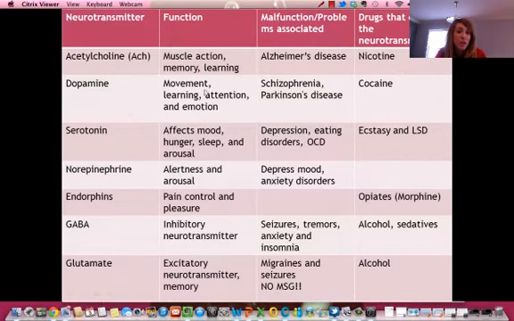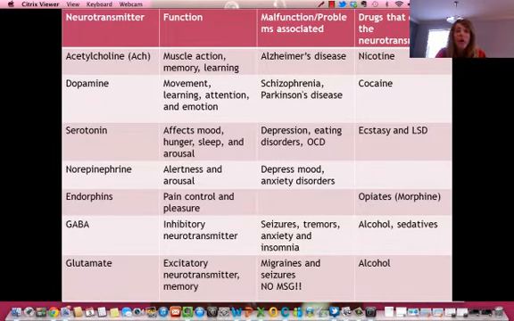Dopamine controls movement, learning, attention, and emotion, okay? And the movement in this one is like non-voluntary movement. So it's not like muscle movement, but like heart and those kinds of things that are less voluntary. It affects your emotion, like your rewards, okay? So like how happy or sad you are and how excited you kind of are about things.